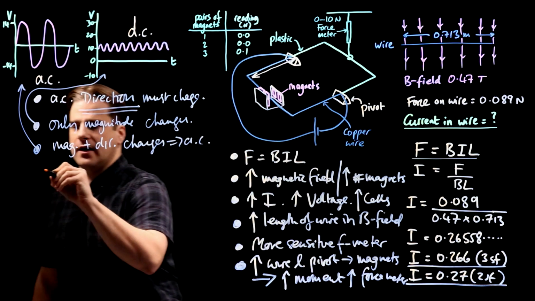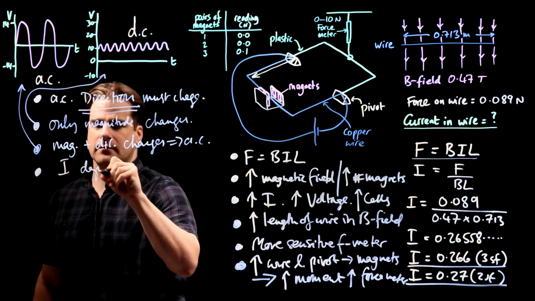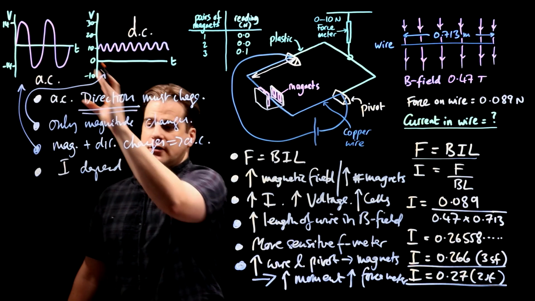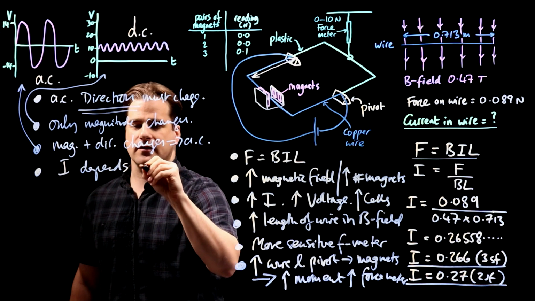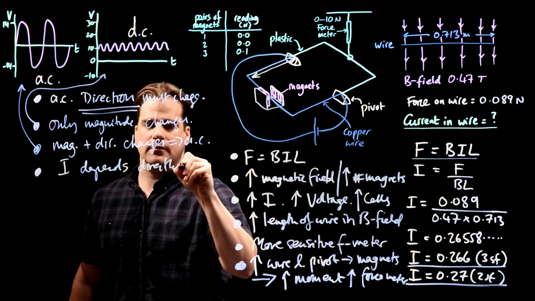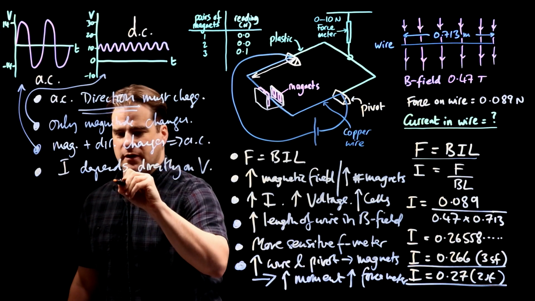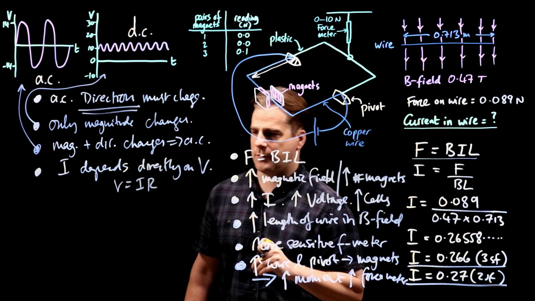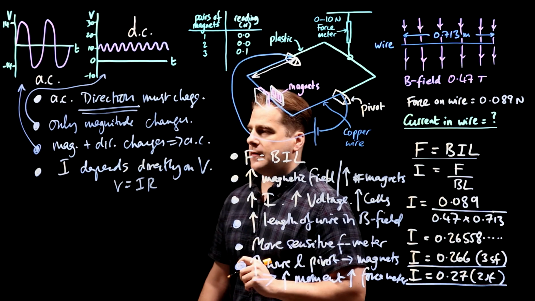Oh yeah, you could also say, I said it out loud, but the current depends, because it's alternating current, on these graphs of voltage. You should say that the current depends directly on the voltage. Okay? No harm in writing down V equals IR. See, voltage is proportional to current. Good.